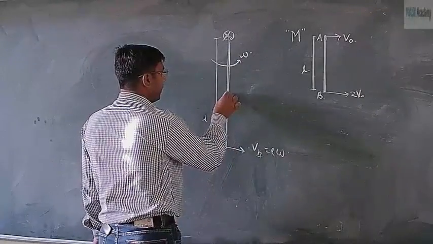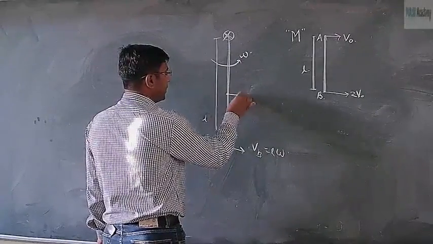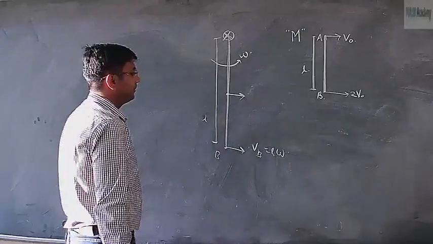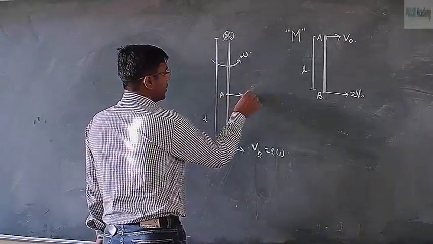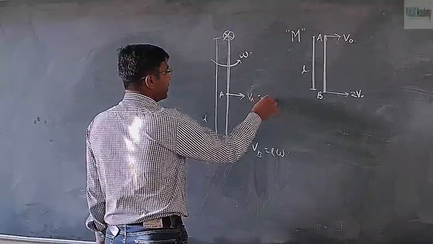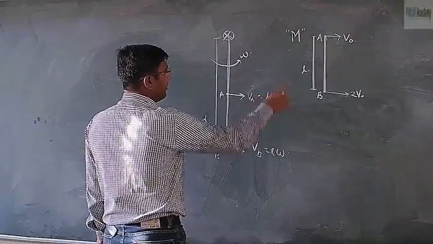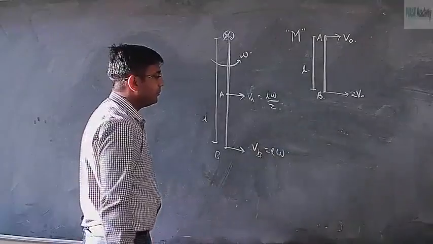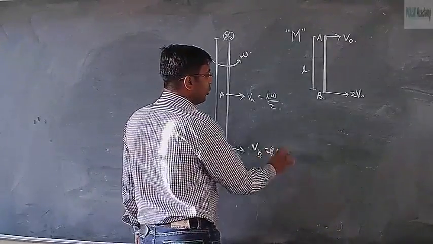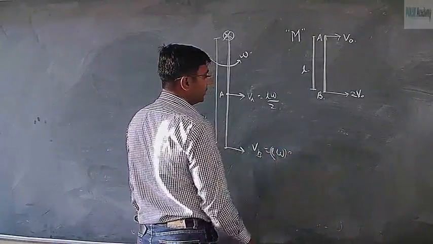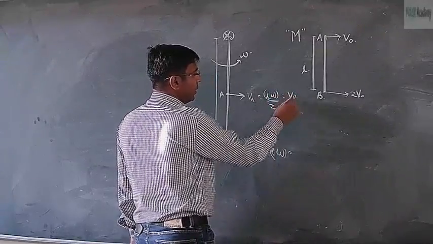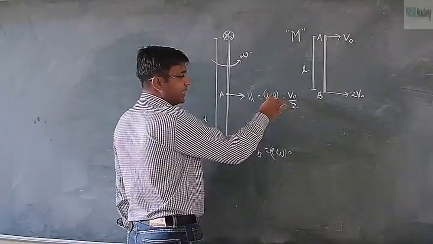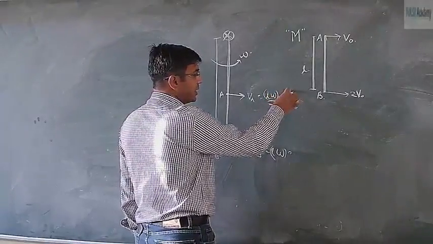And if we take the midpoint of that rod, what is the tangential velocity of this particle? L omega by 2. So this point is A. So tangential velocity of point A is equal to L omega by 2. Same is the case if L into omega is equal to V0, so this is V0 by 2.